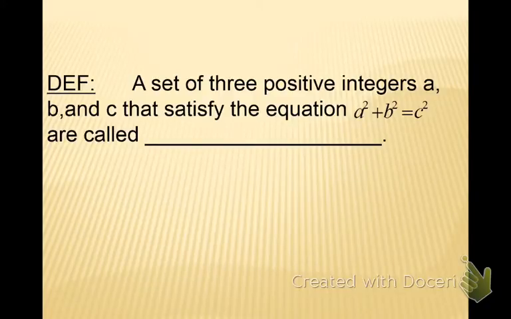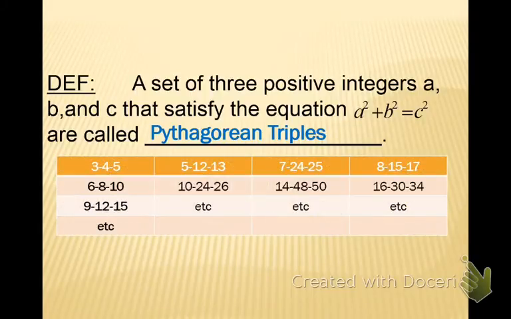a set of 3 positive integers such that a, b, and c satisfy the equation a squared plus b squared equals c squared are called what? They're called, you probably don't know this, Pythagorean triples. So there are certain combinations of numbers that always will satisfy the Pythagorean theorem. One of them is 3, 4, 5.